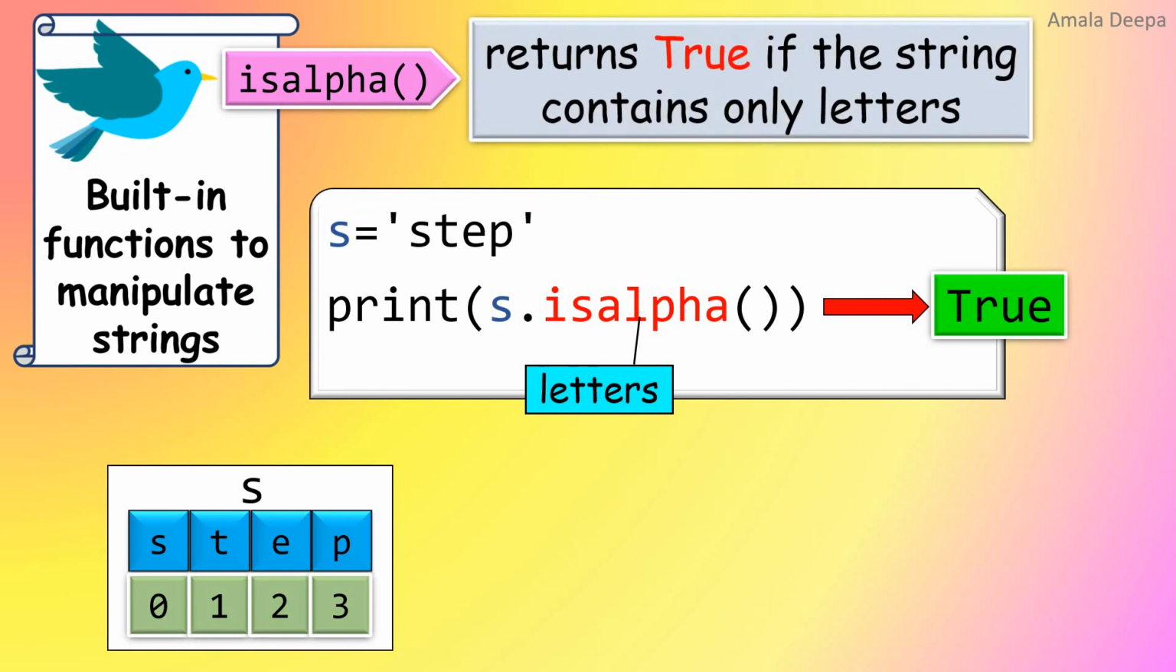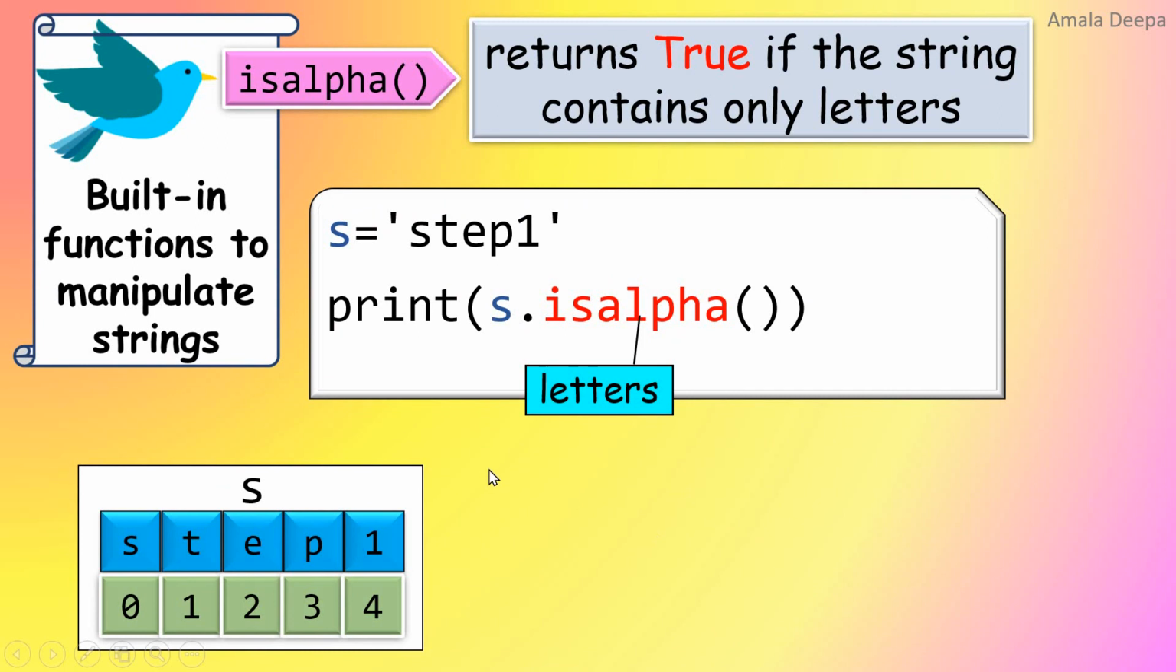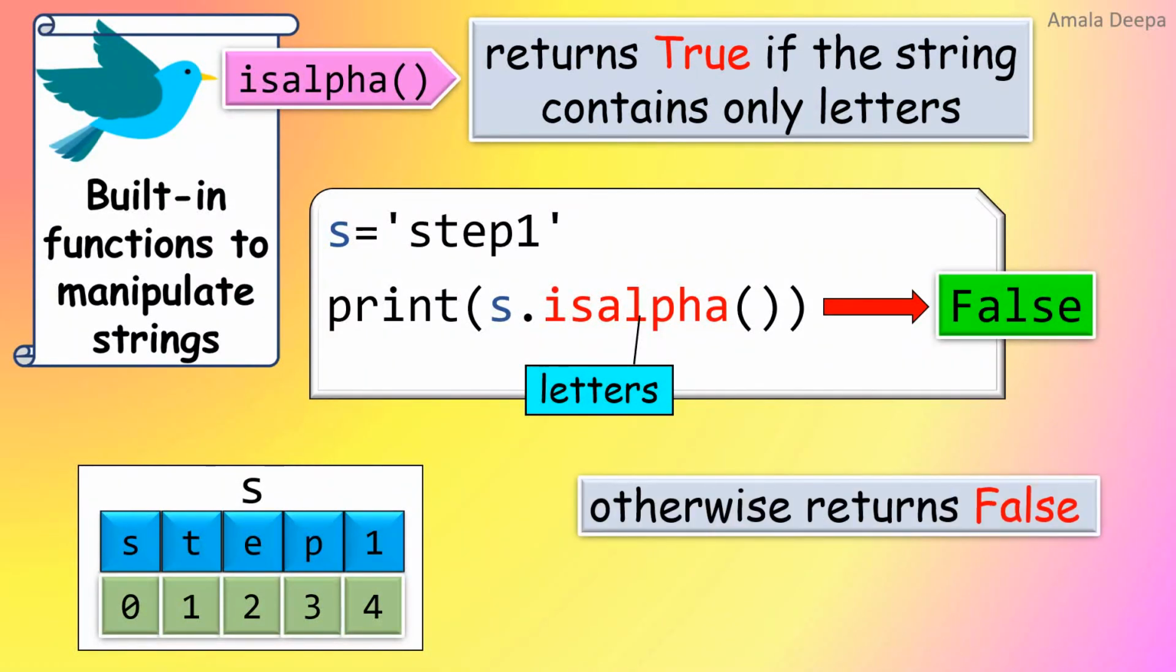So returns true if the string contains only letters. The isalpha function returns true if the string contains only letters. What will happen if the string contains letters and digit? The output will be false. If the string contains other than letters, this function returns false.